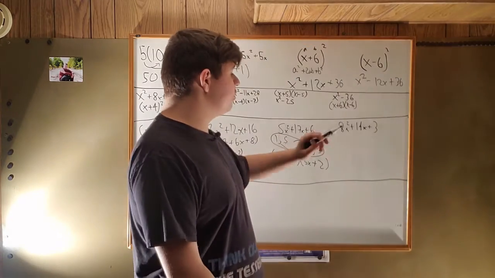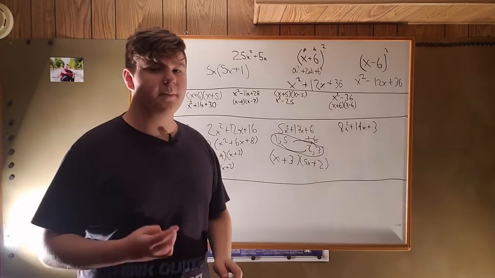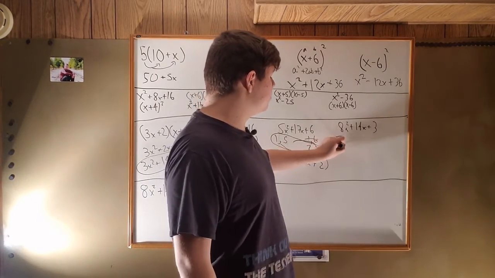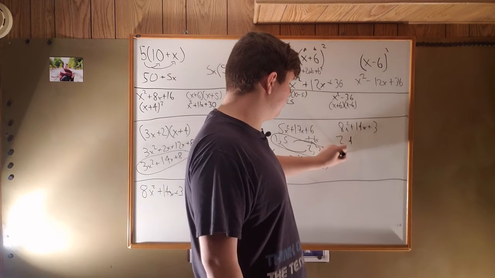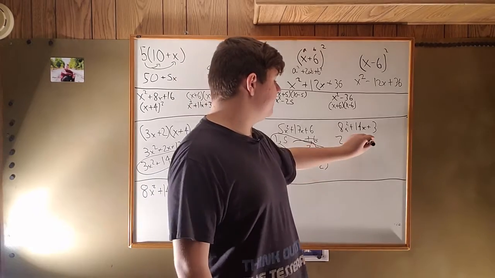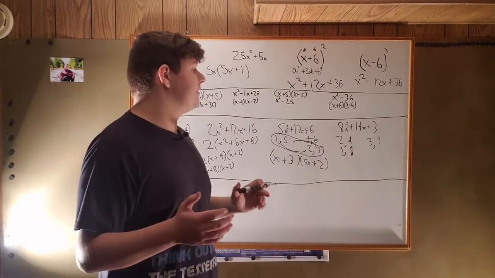So now we're going to do this one. This one's a bit trickier because over here the first number only had one pair of factors. Here we've got several. We've got 2 times 4 and 1 times 8. Now for this number though, we only have 3 and 1.